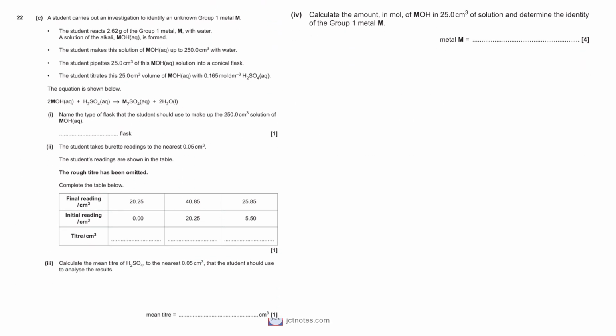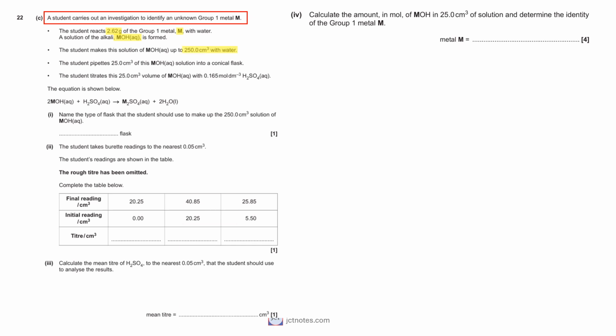In question 22, Part C, we have a student that carries out an investigation to identify an unknown group 1 metal M. We are given the details of the analysis and we have 4 questions. The student reacts 2.62 grams of M with water, forming a solution of the alkali, MOH. The student makes the solution up to 250.0 cubic centimeters with water.